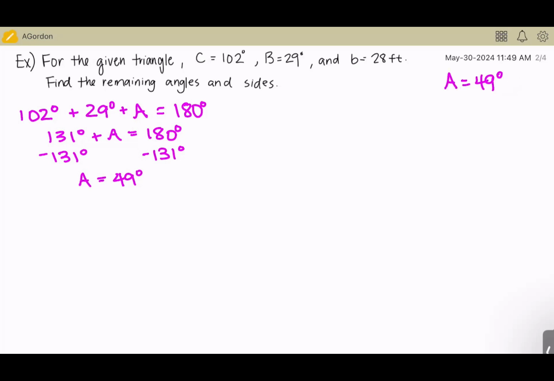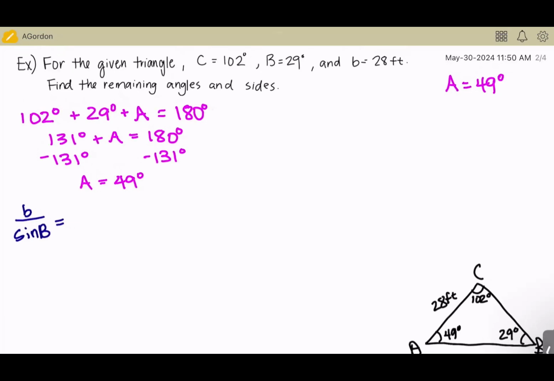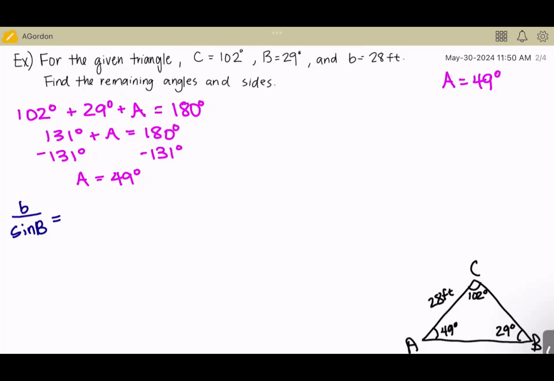All right, so next I'm going to use law of sines to find one of the sides. And in choosing two ratios, I want to use one that I know completely. I know the side, I know the angle. And then I want to use another one where I know half of the information. So it's only one thing missing. So I know angle B and I know side b. So I'm going to use b over sine B. And then if I want to find side c, then I'll set that equal to c over sine C.